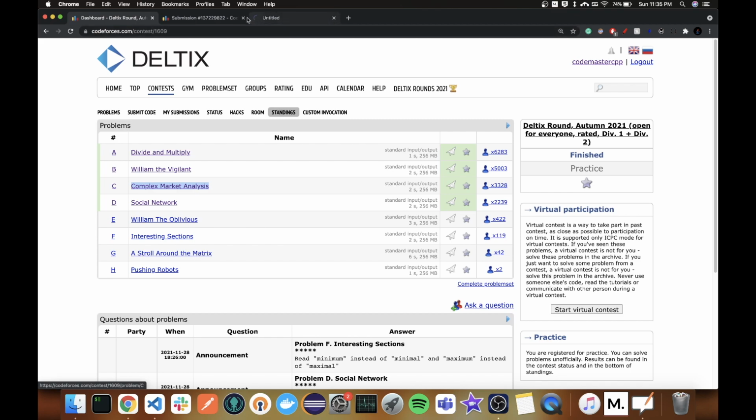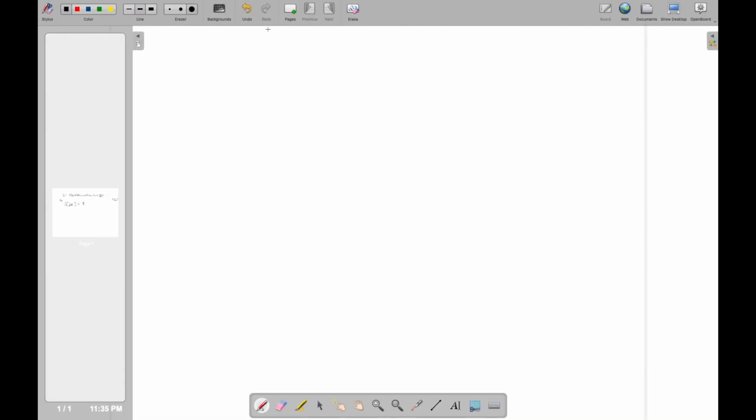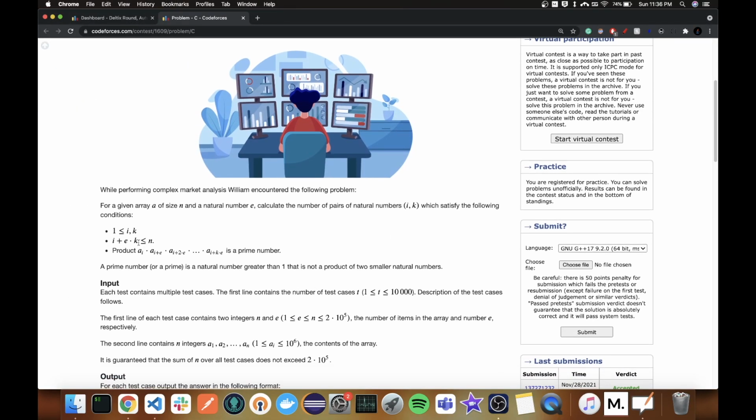Okay, so the third problem, complex market analysis. In this problem we are given an array, and what we want to do is count the number of pairs i, k such that both are greater than or equal to 1, and i plus e times k, where we are given some constant e, is less than or equal to n. This is easier to understand as follows.